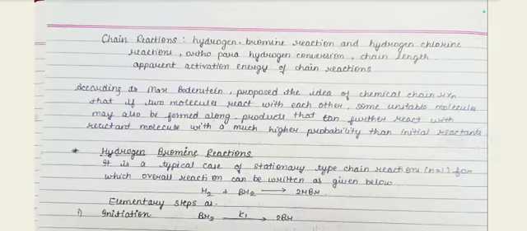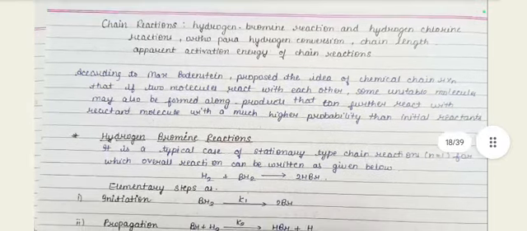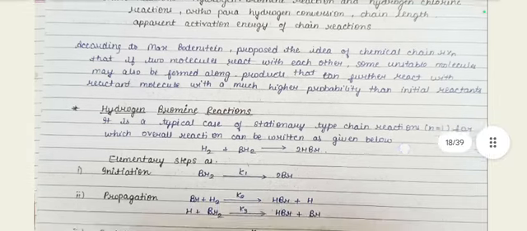Next topics: chain reactions, the hydrogen bromine reaction and hydrogen chlorine reaction, ortho-para hydrogen conversion, chain length, and apparent activation energy of chain reaction. According to Max Bodenstein, who proposed the idea of chemical chain reaction, if two molecules react with each other, some unstable molecule may also be formed along with the product, and these further react with reactant molecules with a much higher probability than the initial reactants.